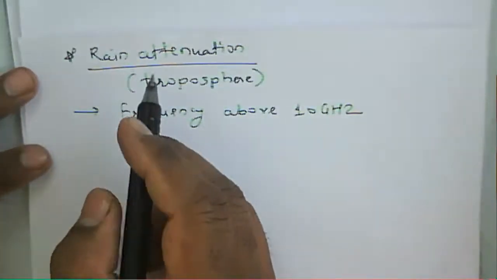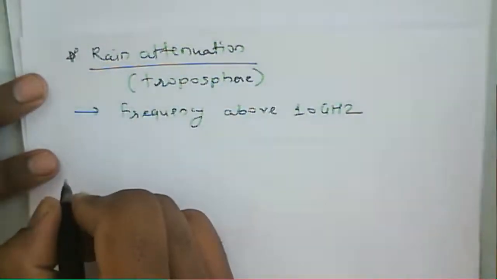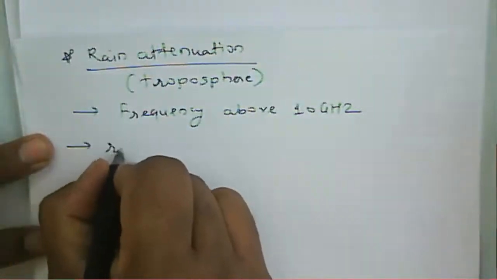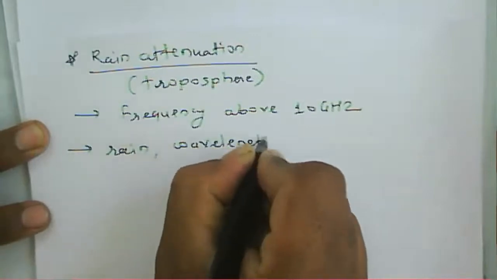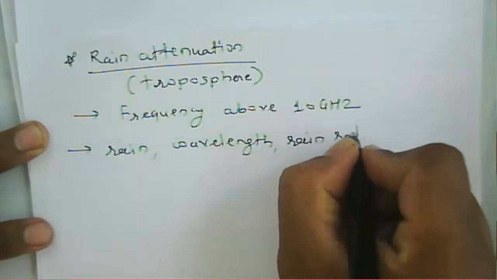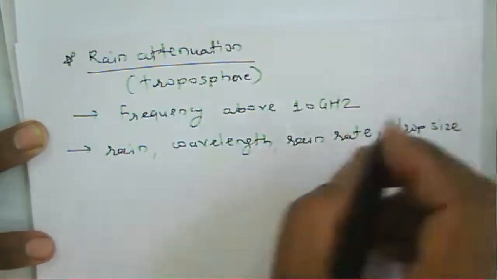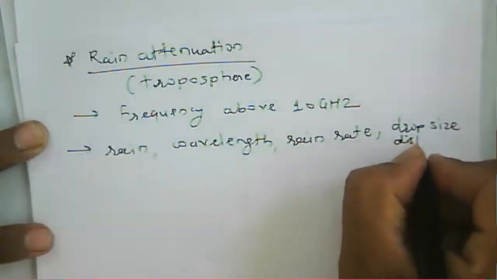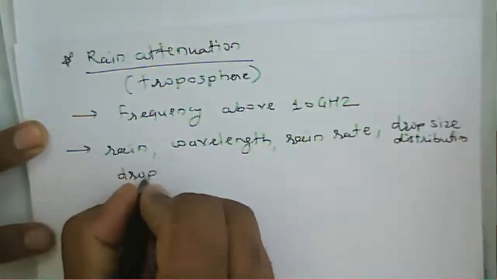And again, that rain attenuation will depend upon the rain as well as the type of rain. Okay, so you can say that's about the rain. Then again it depends upon the wavelength, because it's nothing but frequency there. Then again it depends upon the rain rate here. Then what will be the drop size of the rain here? That's why we say it is about a distribution, or you can say the drop shape.